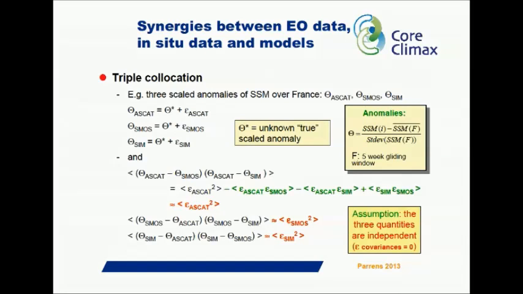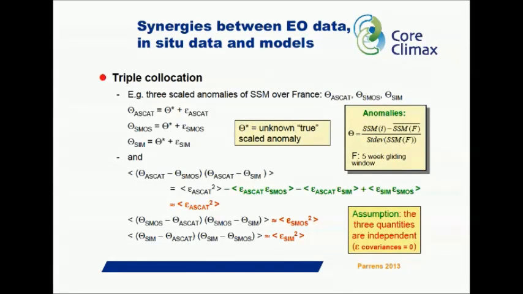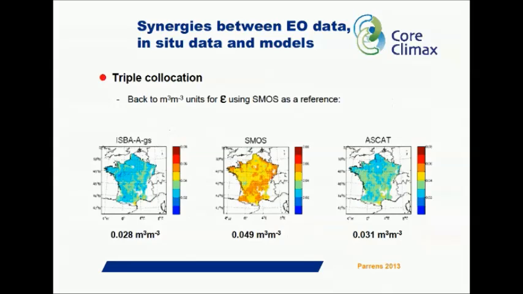So this is a very interesting technique, but it depends on the assumption that the 3 quantities are fully independent. In practice, if this hypothesis is not satisfied, then you may get at some places negative values of the mean square error, which of course should not happen. This is a sign that maybe the data sets you consider are not independent. But in this case, we can consider that they are really independent, and these negative values never happen. So this is what we get in terms of mean square error for the model, for SMOS, and for ASCAT. And below you see the average value.